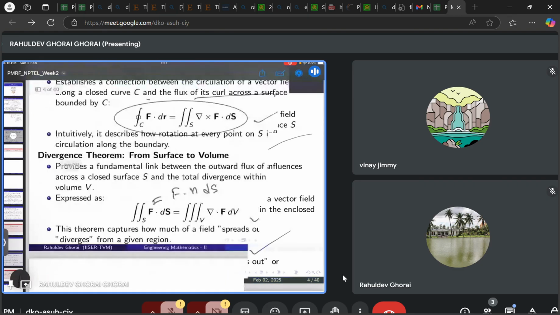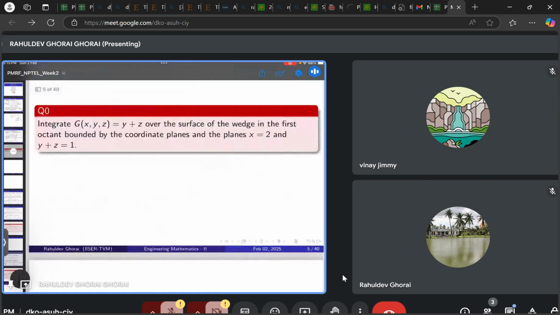Okay, so if not, we'll start with the first question. So please read the first question. Yeah, I mean, reading the question is much more important in these cases because you need to understand over which domain you want to find the integration and all these things.